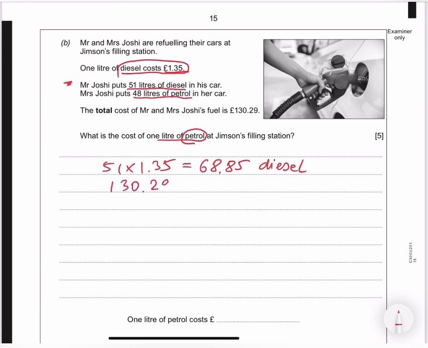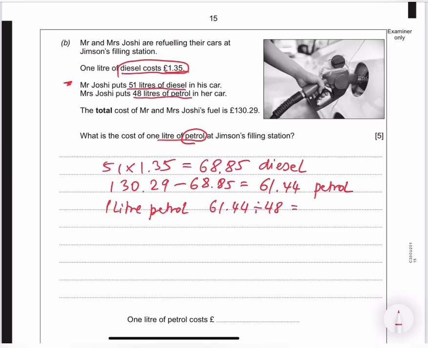And we also know the total cost is £130.29. Let's subtract that, and we'll be left with the money which was paid for 48 litres of petrol. So the question asks you to find the price per 1 litre. So we're just going to divide 61.44 by 48 litres, and that will give you the price per 1 litre, which is £1.28.